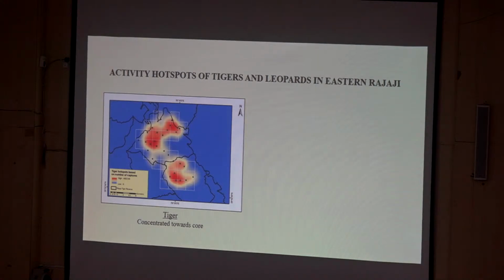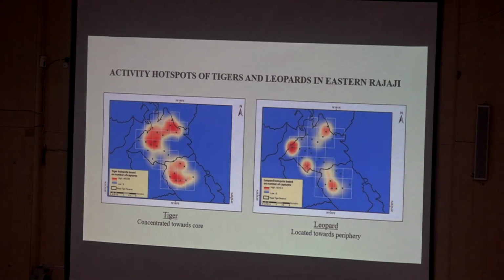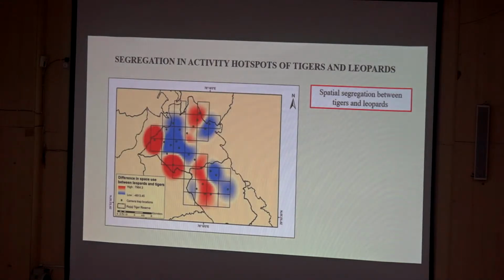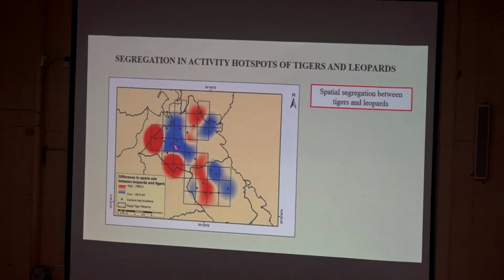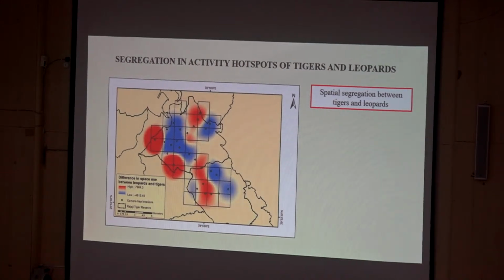Activity hotspots were also generated for the predators, and it was seen that in Eastern Biology, the tiger hotspots were centered towards the core, while those of the leopards were located towards the periphery of the park. Segregation was also observed in the hotspots of tigers and leopards, with the red hotter regions in the map representing more exclusivity of leopards in these areas, while the bluer colder regions represent exclusivity of tigers, and regions of intermediate colors, such as the ones indicated in the circles, represent areas of spatial overlap.